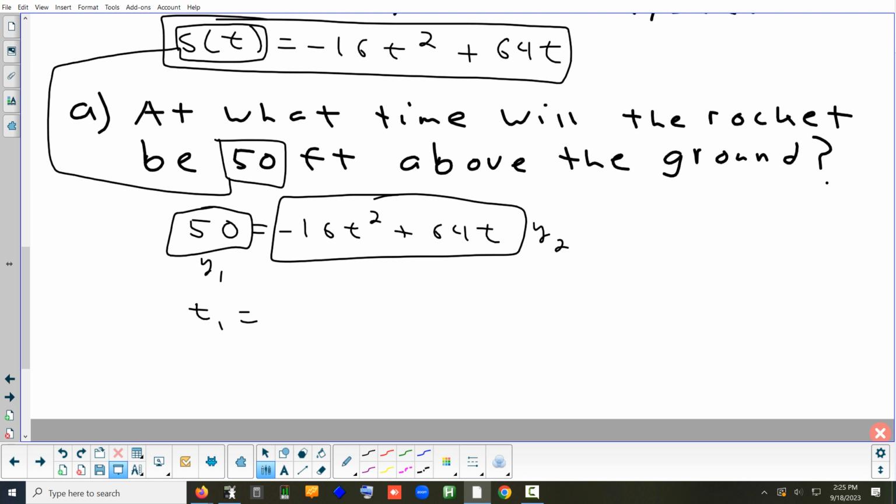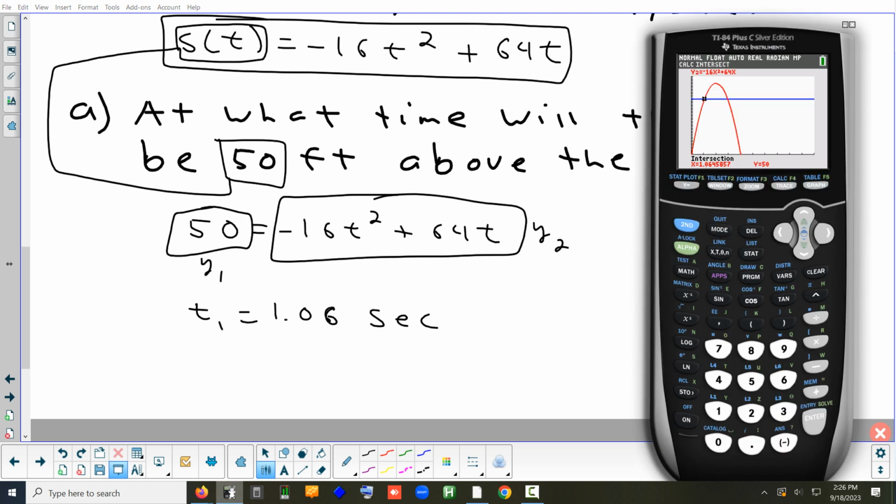So let's call that T1. That's the first time, the first time that we hit a height of 50. Now I have to do second calc intersect again to get the other one. Does anybody have the second time?